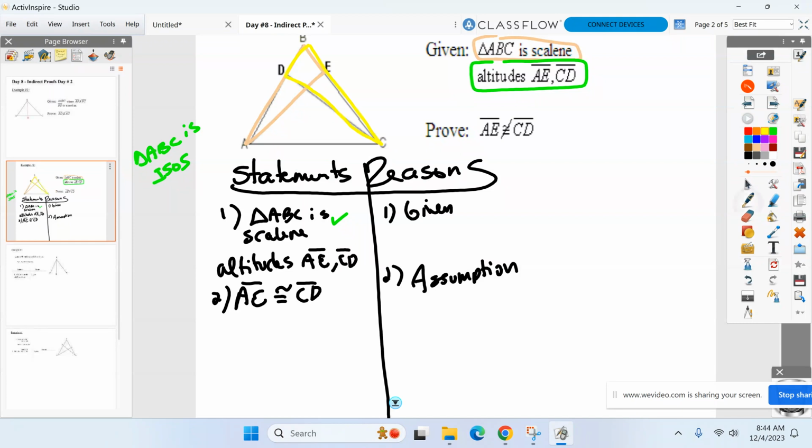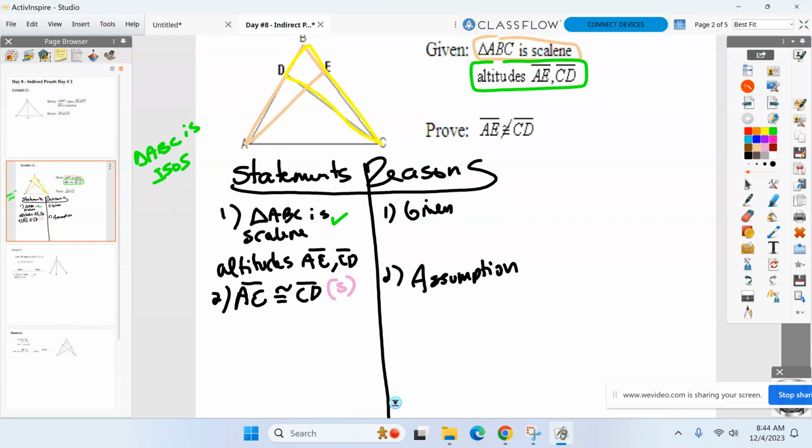All right, buckle up, kiddos. Let's get them congruent. Let's see. I already have a pair of sides for my assumption: AE congruent to CD. There's a pair of sides. And it told me in the givens I have two altitudes. Oh boy, we learned about those this unit.